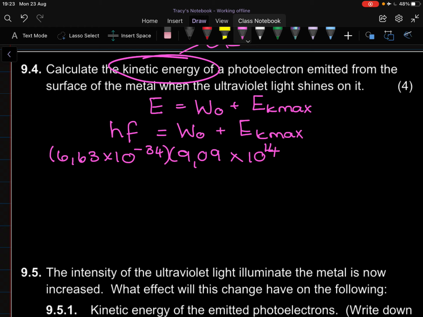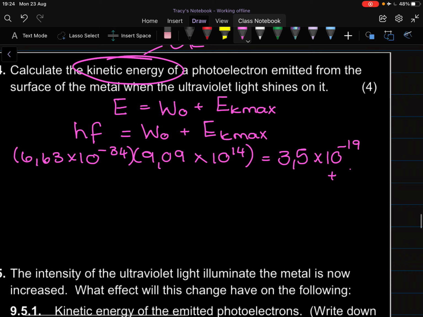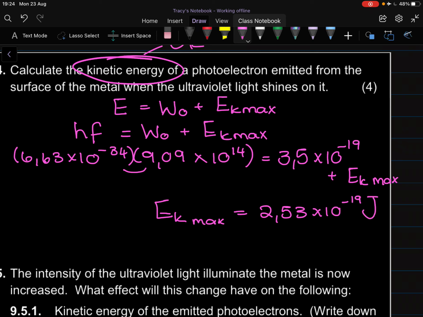So hf is 6,63 times 10 to the minus 34 times by the frequency we just worked out. Ooh, and that's 14, not minus 14. Let's write that so you can see it. We know that WO is 3,5 times 10 to the minus 19. And we're going to add it to EK max. Of course, you're going to multiply that together, and then you're going to minus the 3,5 times 10 to the minus 19. And your EK max becomes, if you just put it as EK, it's fine, 2,53 times 10 to the minus 19 joules. Okay? It's a small amount.